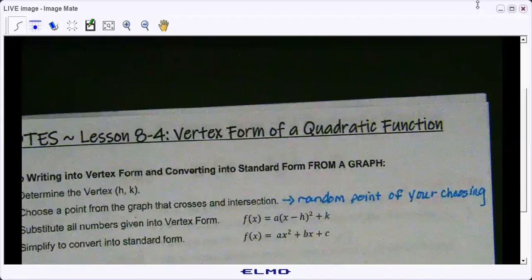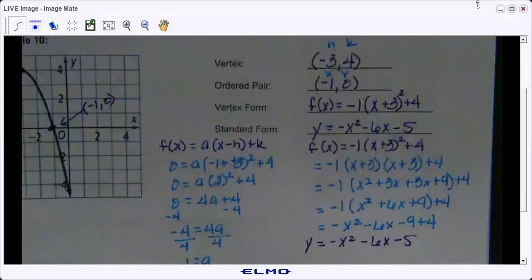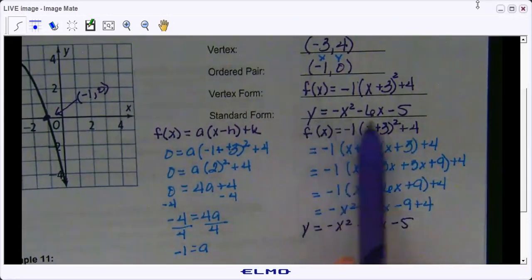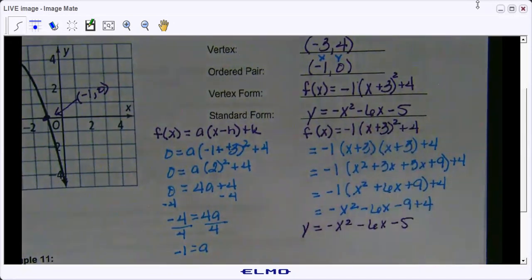All right. You should have gotten standard form right here: f(x) = -x² - 6x - 5. We're going to do the next one. Yes, you are going to do the next one. I want you to do the next one all by yourself. Use example 10 to help you. Okay. And if you have any questions, let me know. I'm going to pause the video.